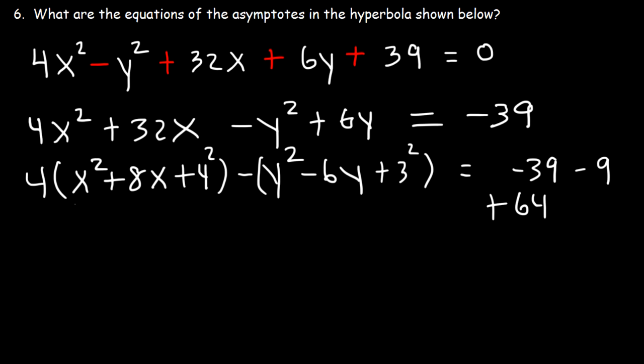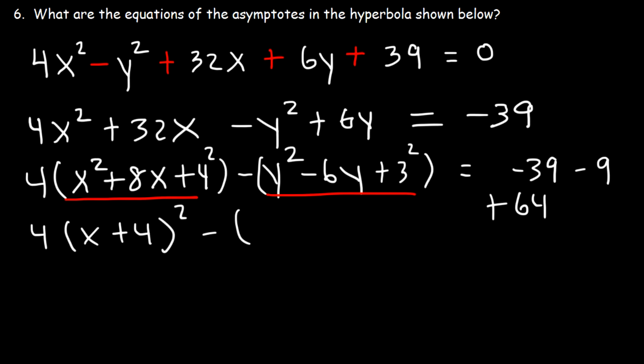Now let's factor the perfect square trinomials that we now have. X squared plus 8x plus 16. Two numbers that multiply to 16 but add to 8 are 4 and 4. So it's x plus 4 times x plus 4, or we can simply write it as x plus 4 squared. To factor y squared minus 6y plus 3 squared, you can literally see everything you need. It's y minus 3 squared.